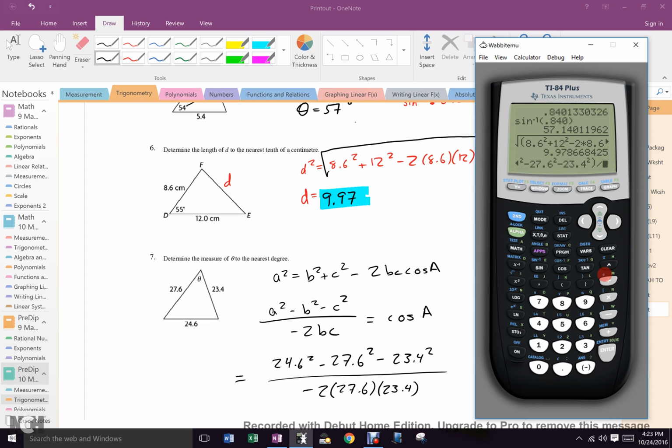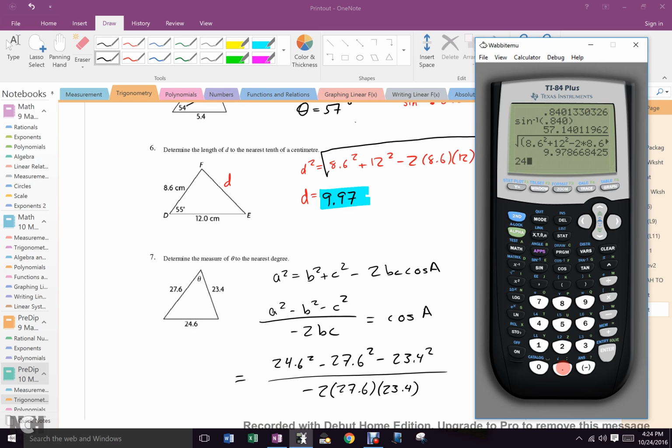Divided by, now this one is -2. It's not -2 times 27.6 times 23.4. Oh crap, I forgot to put the brackets there. So this isn't going to work. Clear it all. I'm going to do this step by step because it's really hard on my calculator.